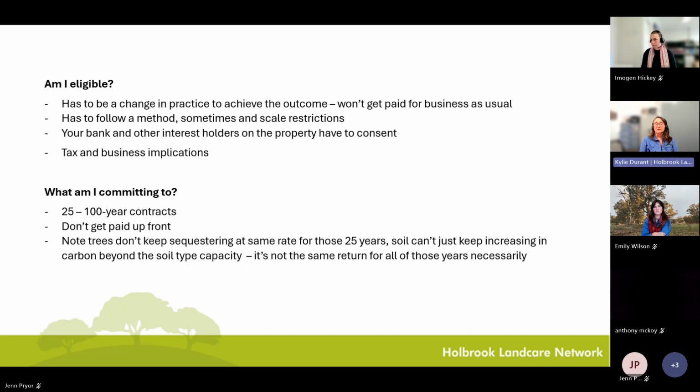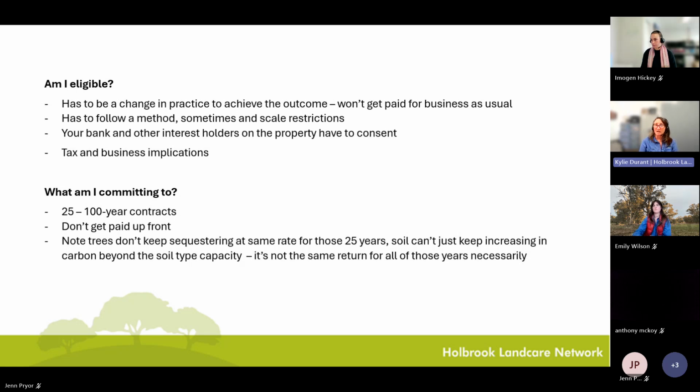There are sometimes scale restrictions, although they're not necessarily minimum areas to be eligible, and Emily will talk about this a bit more, but you've got to think about the scale. To register a project is quite a process, and for the benefit of doing it for very small returns, you would have to weigh that up. So scale can be really important.